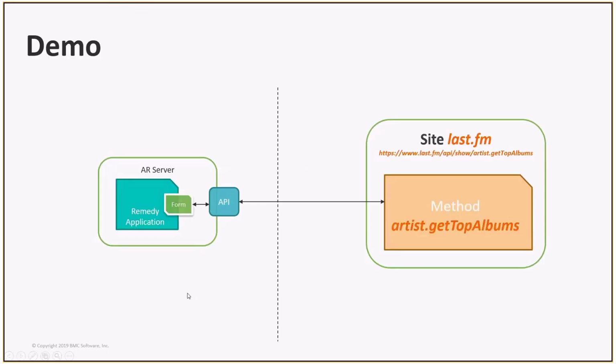So as you can see from the demo that we just did, we've got a Remedy application, we've got a form, we make a REST API call out to Last.fm, artist get top albums, it performs its call, and it returns that information back through the API, stores that information in local forms within Remedy.